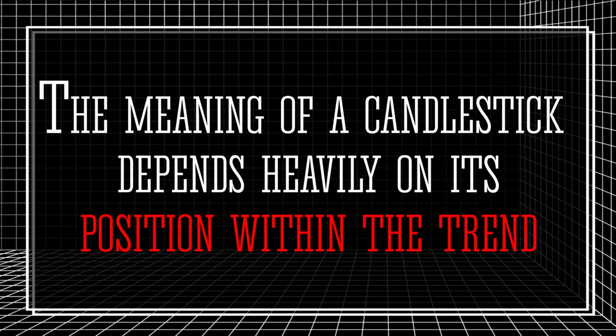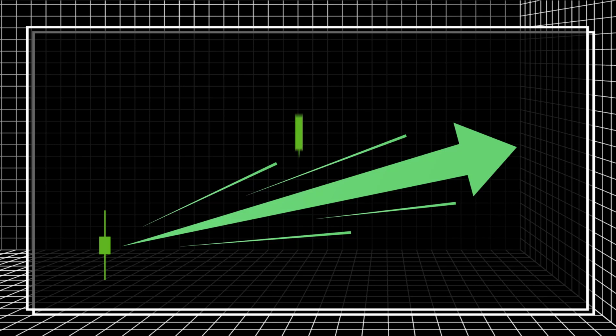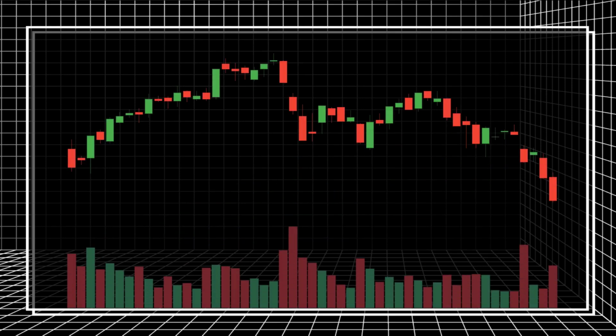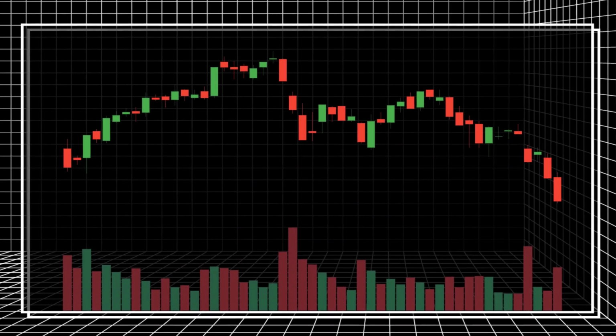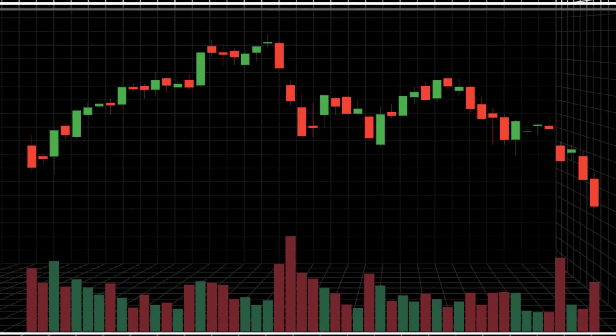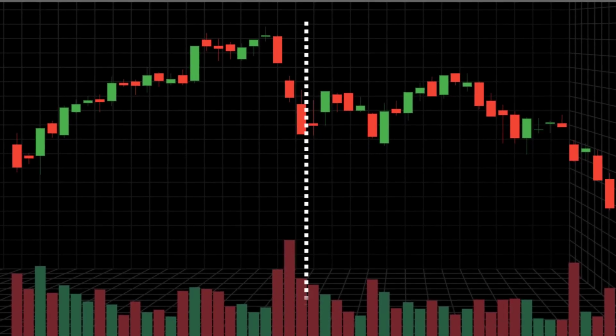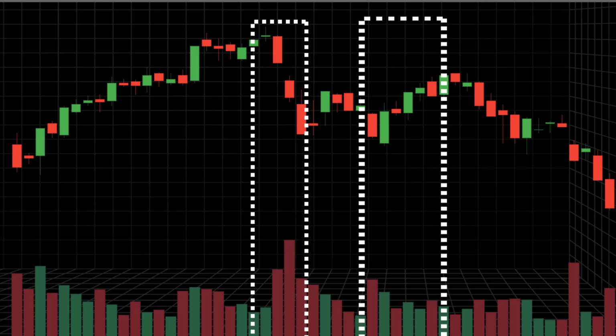Principle number 4. The meaning of a candlestick depends heavily on its position within the trend. A candle that appears at the start, middle, or end of a trend, or around support, resistance, or accumulation zones, will carry different implications. That's why it's crucial to analyze candles in the broader market context. Never rely on a single candlestick alone. Always consider the bigger picture.